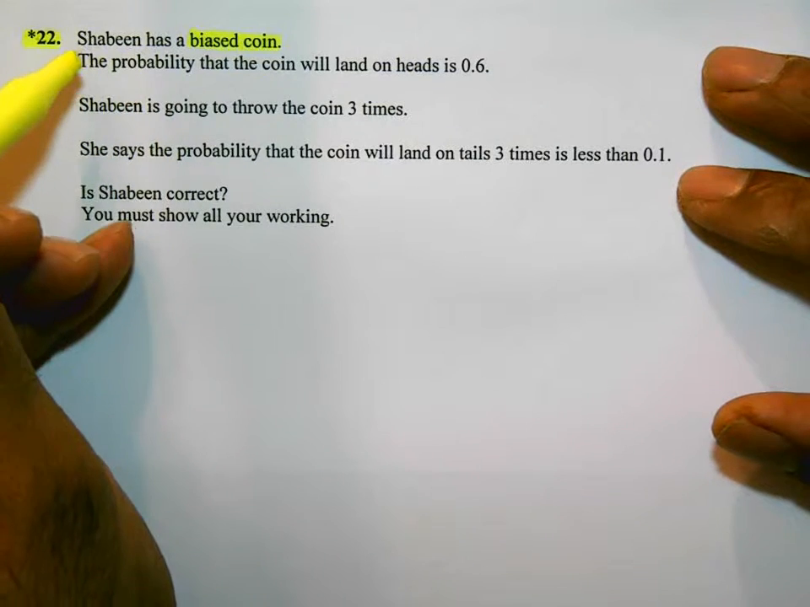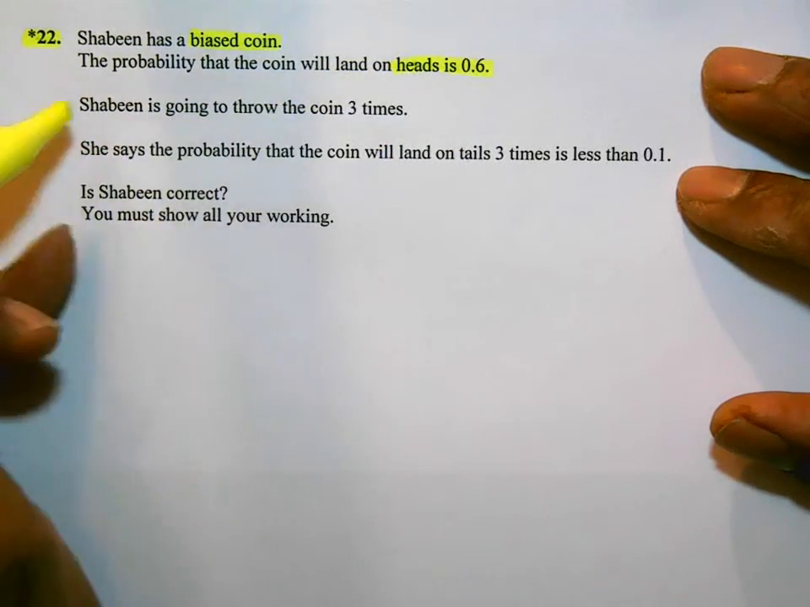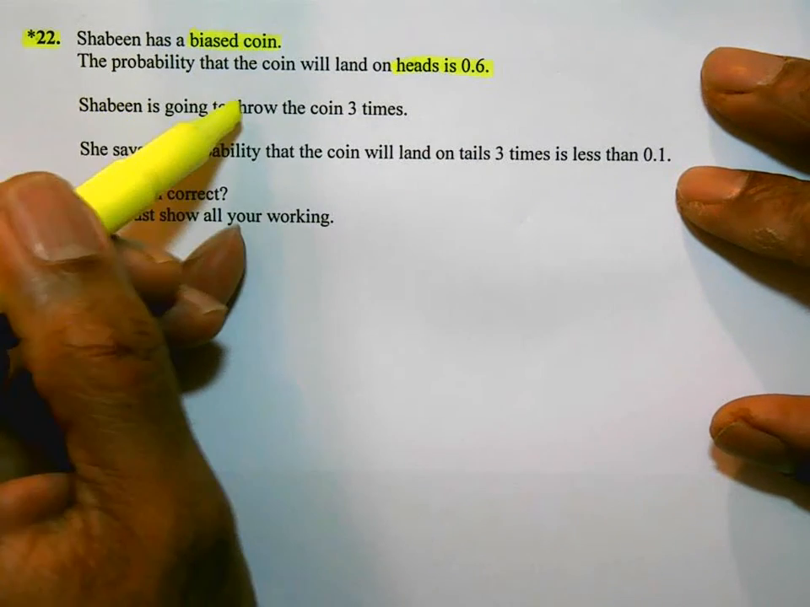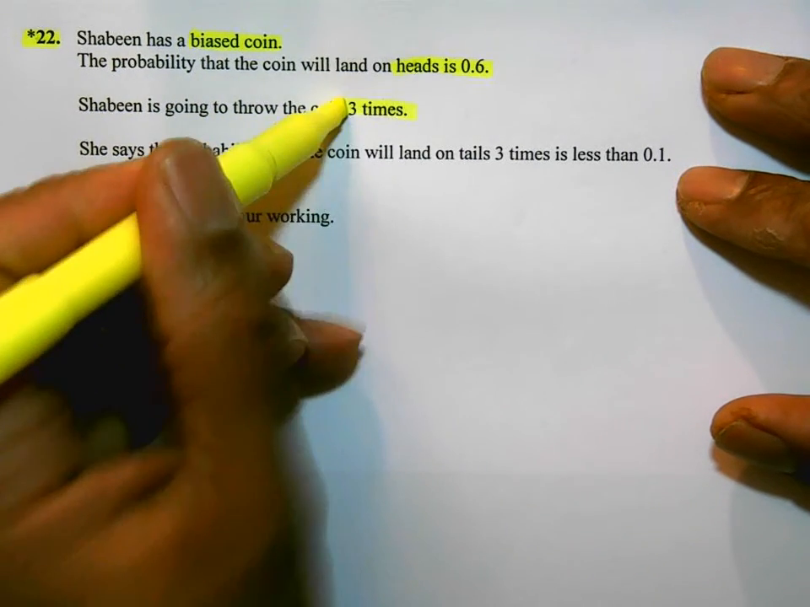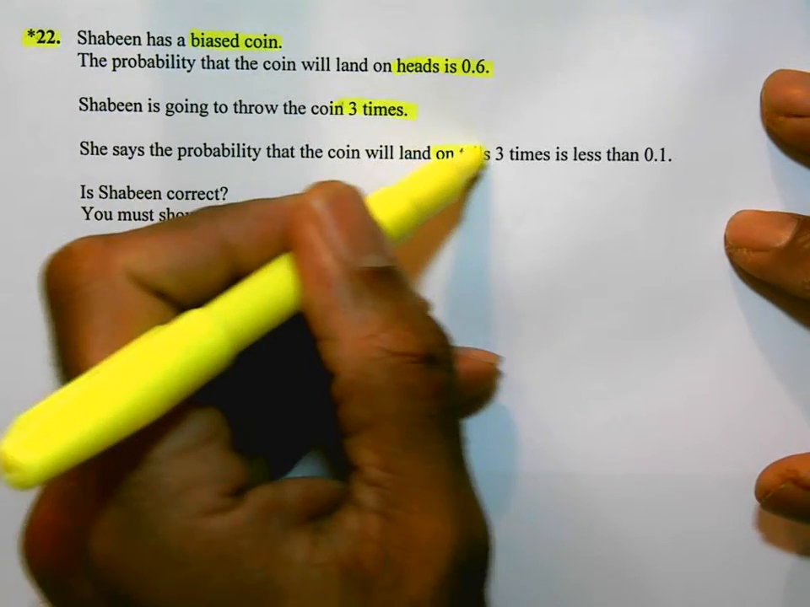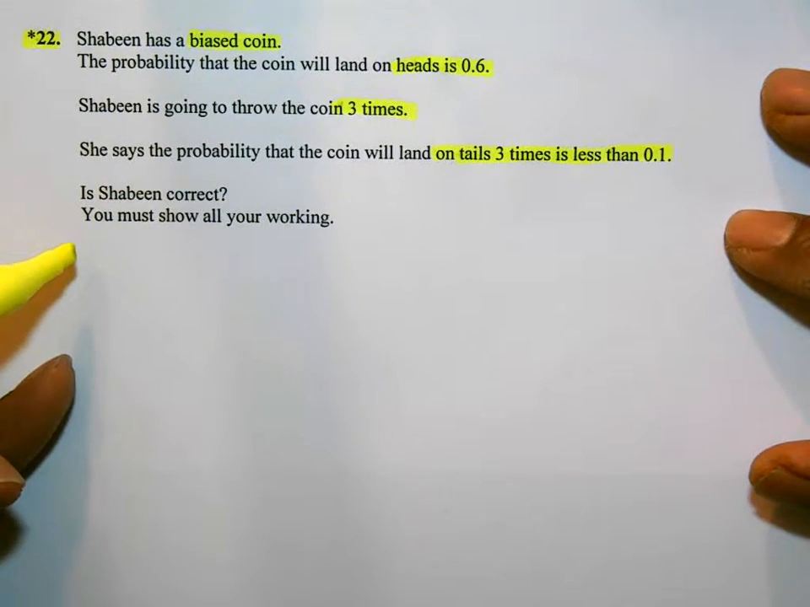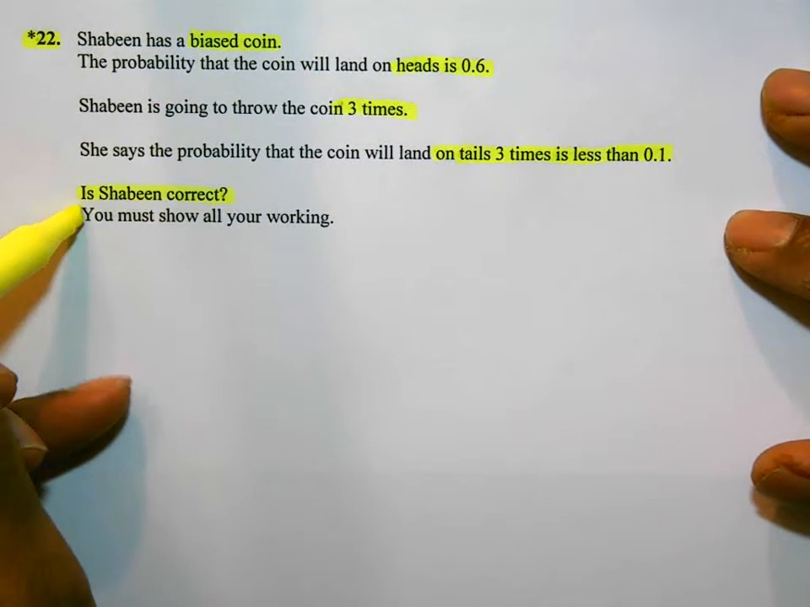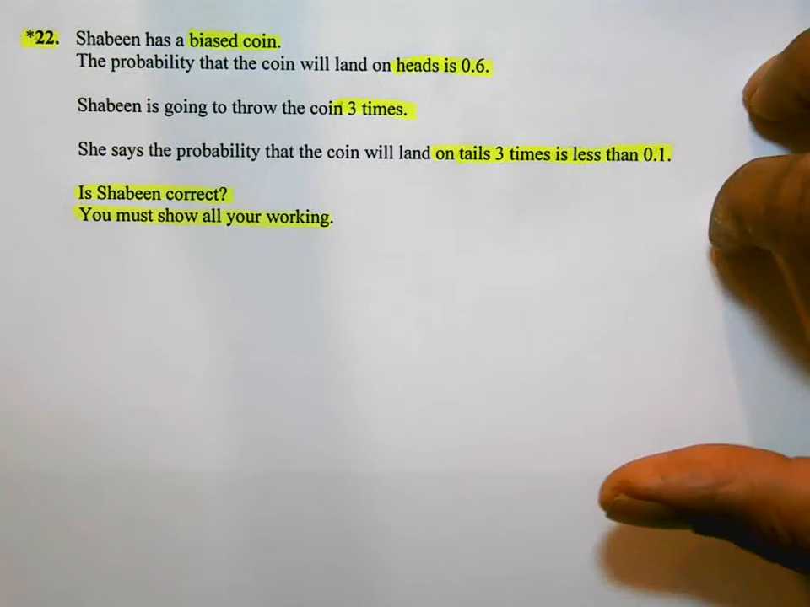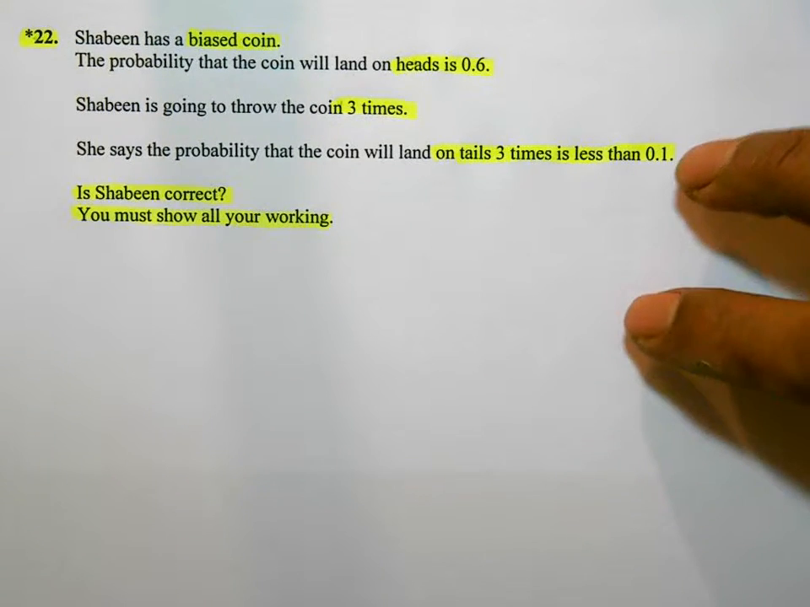Let's see what they say. The probability that the coin will land on heads is 0.6. Shabim is going to throw the coin 3 times. She says that the probability that the coin will land on tails 3 times is less than 0.1. Is Shabim correct? You must show your working. Okay, so I need to do some workings for this, and then I need to write a sentence at the end saying Shabim is correct or she is not, and justify my answer with my workings.